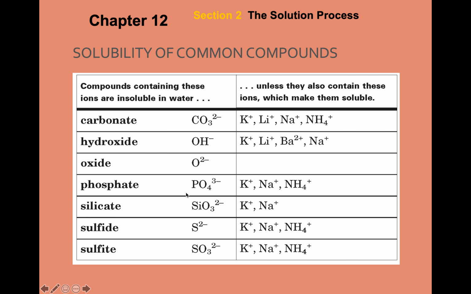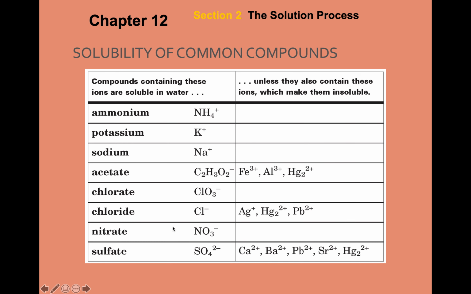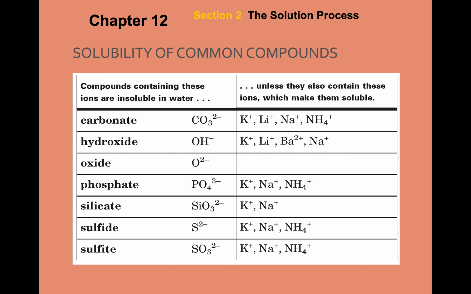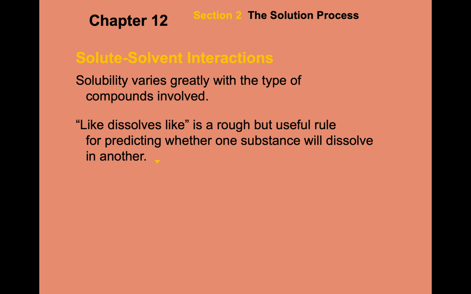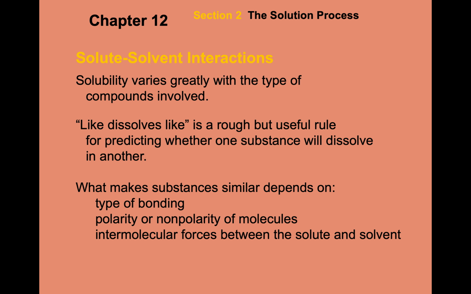Potassium phosphate is soluble in water because it is attached to the potassium ion, and it is one of the exceptions to the insoluble rule. So this one says everything is soluble except on the right, and this one says everything is insoluble except on the right. Okay? Like I said, make sure you teach yourself how to read that.